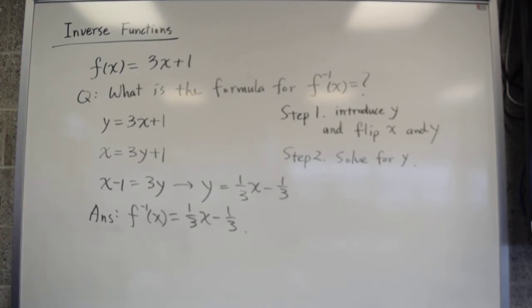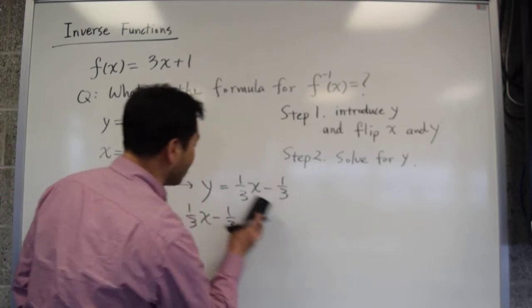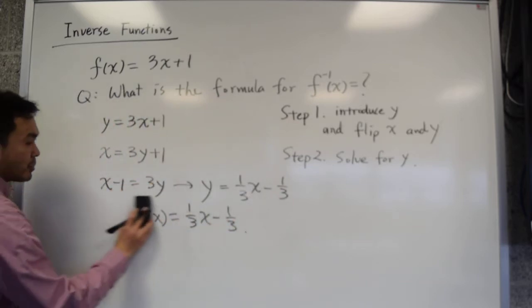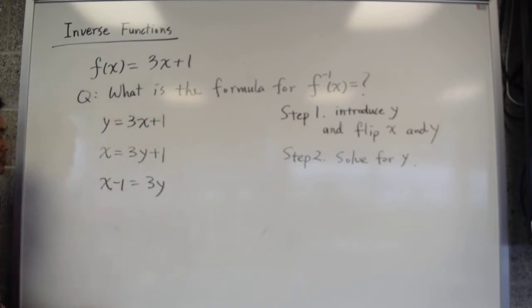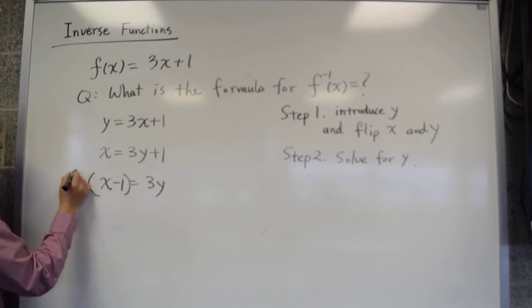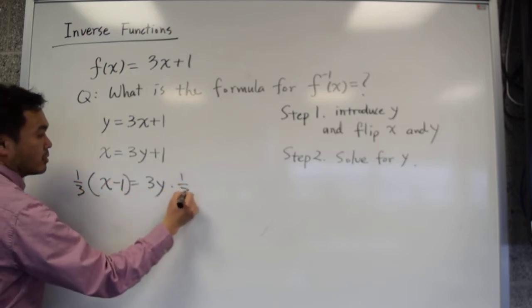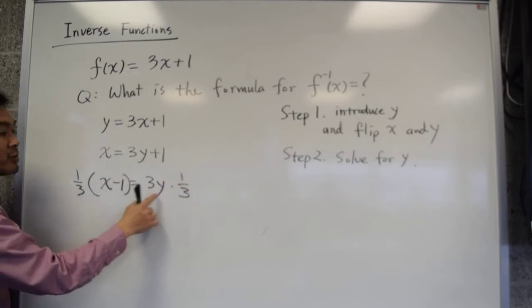Yes? Can you just explain how you get to the 1/3 x minus 1/3 again? Oh, okay, yeah. So the way I go from here to there is by multiplying by 1/3 both sides, right? What's 3 times 1/3?